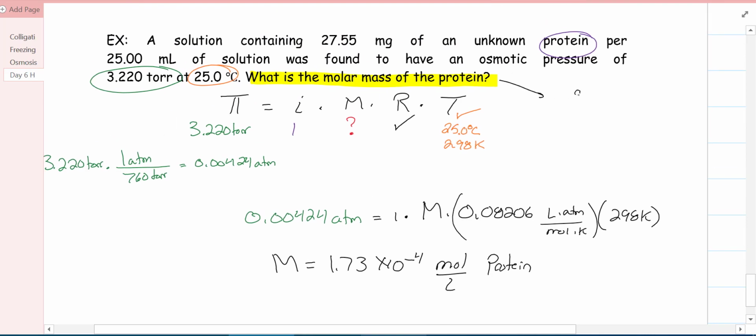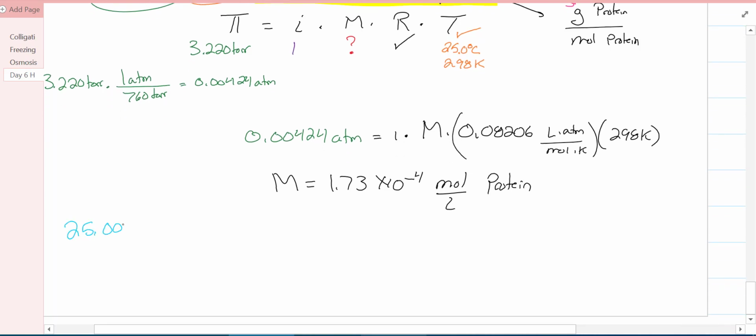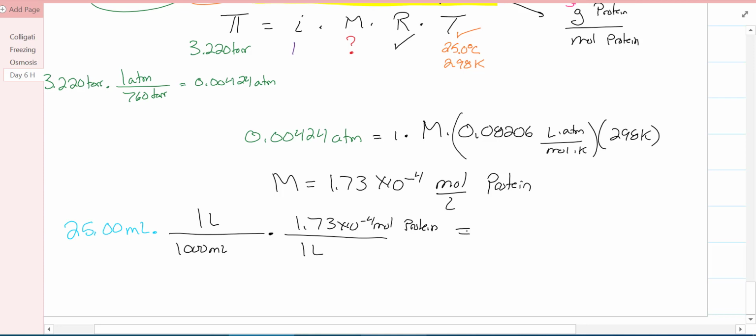So I need grams of protein over moles of protein. Do I have the grams of protein? Right there. I got grams. Moles. Well, I know my moles per liter. Don't we have a volume? I have 250 milliliters. So if I start with 250.0 milliliters, and we know that 1,000 milliliters is 1 liter, and in 1 liter I have 1.73 times 10 to the negative 4 moles of protein. Wouldn't that give me approximately 4.33 times 10 to the negative 6 moles of protein?